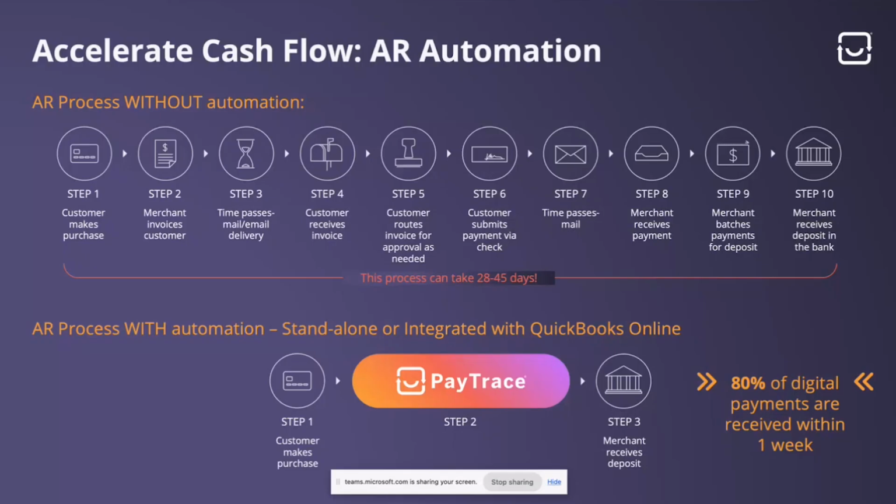However, when you go digital and when you use embedded payment solutions like PayTrace provides, basically step one is customer makes purchase. Step two is PayTrace, which is essentially just delivering a digital invoice right to their inbox that they can pay instantaneously. And then you get that money in your bank. I'm sorry, this should also say integrated QuickBooks Online, Microsoft Dynamics Business Central, because that's the focus here. But 80% of payments are made within a week.